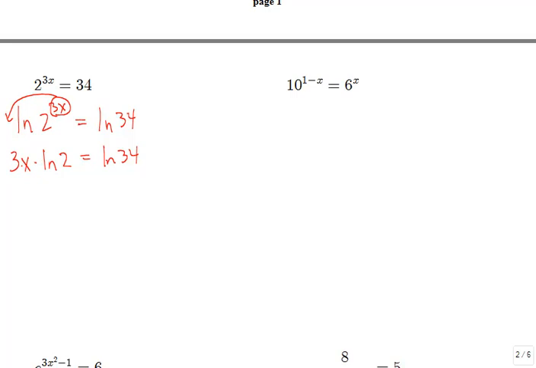At this point, we just want to isolate that x and get it by itself. Both the 3 and the ln of 2 are being multiplied by the x, so to undo that, I'm going to divide by both the 3 and the ln of 2. So x becomes ln of 34 divided by 3 ln of 2. Now there's multiple ways to change this answer. I'm just going to leave it like this.